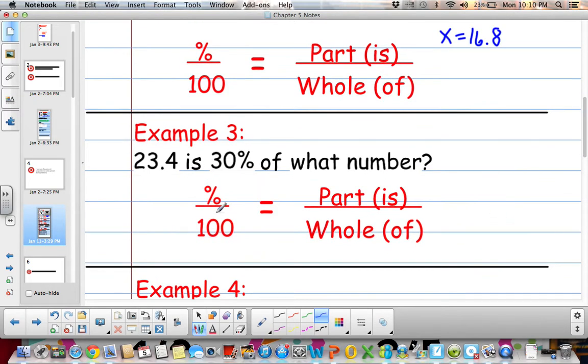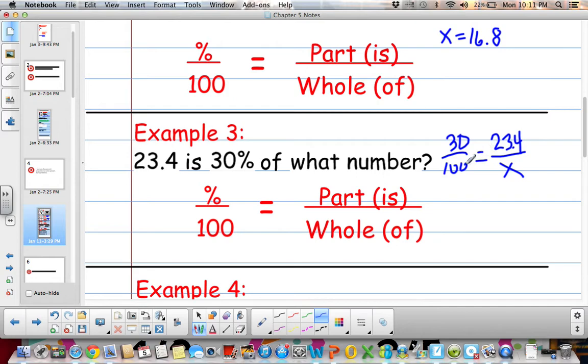Okay, we have 23.4 is 30% of what number? So we have our percent, so we're going to do that first. We know right away, we put that in, so 30 over 100 equals, and then we're given 23.4 is, so that's going to go with our is, but we just want to make sure that it lines up correctly. Is 30% of what number? So we're taking 30% of a number, that's going to be our whole number, so x is our whole, and 23.4 is our part. Okay?